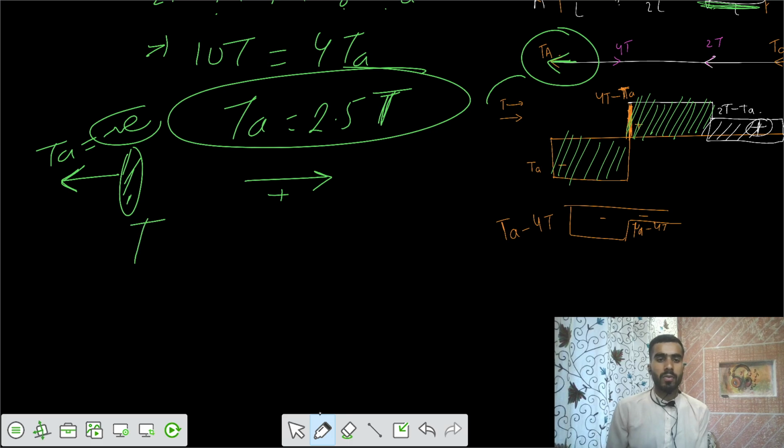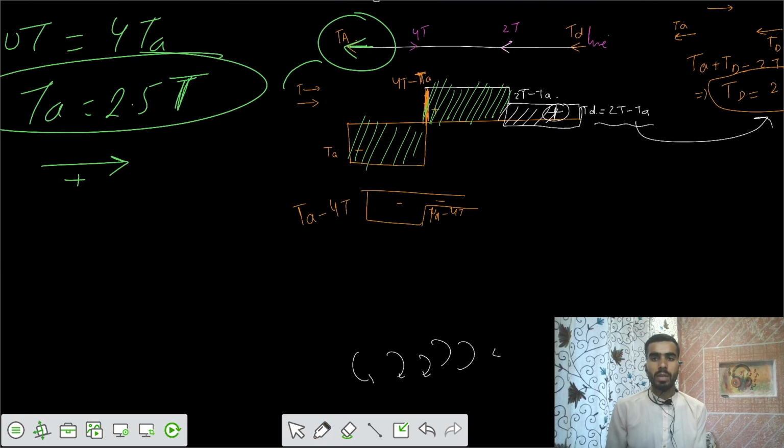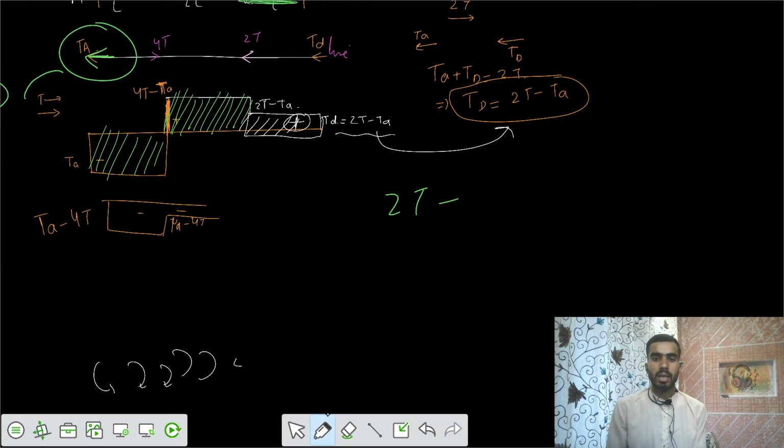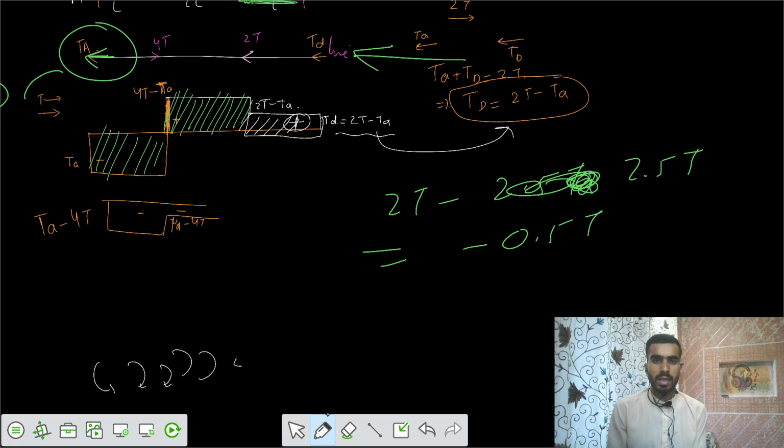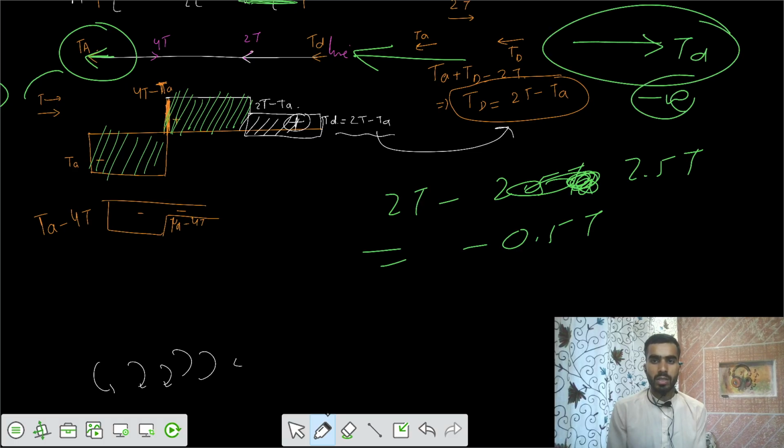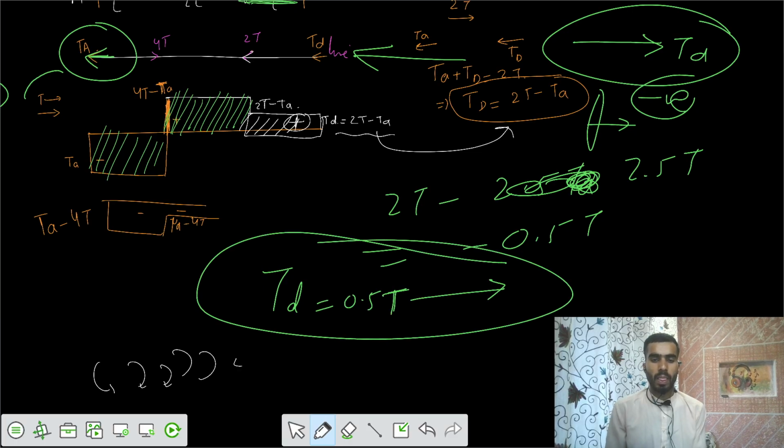Then if you want to know the value of torque at D, that equals 2T minus TA, so the net value is minus 0.5 T. That means the direction you assumed for TD, in this direction, is reversed. So the final value of TD is negative because it is facing away from the section. So the net value of TD equals 0.5 T in this direction.